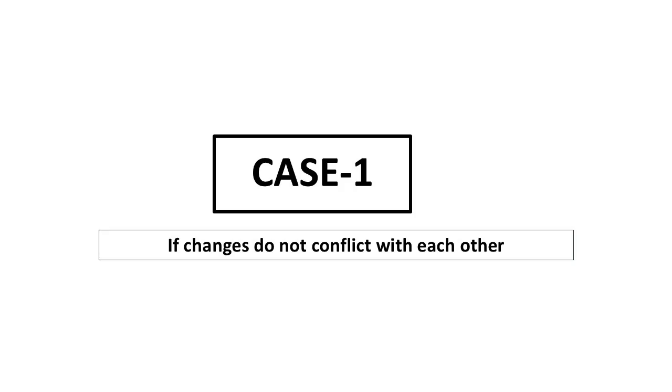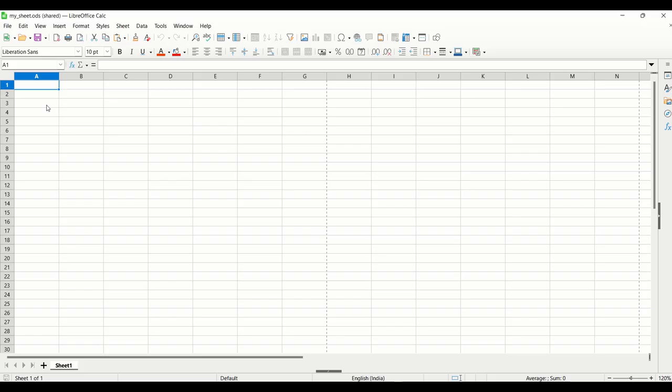So I'll be explaining two cases here. First, when the changes don't conflict with each other. Let's say I'm sharing this practically also. If I'm writing something in the first cell here, like I'm writing marks, and I'm feeding some values here, this is my data. I'm coloring it with a different color.